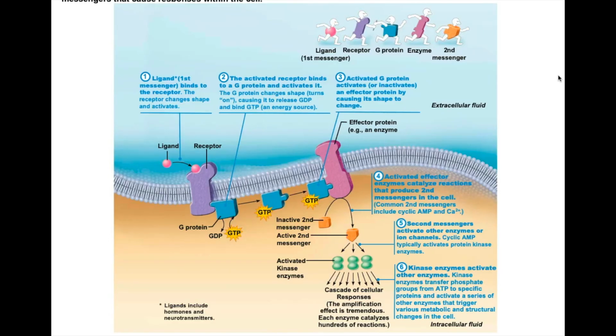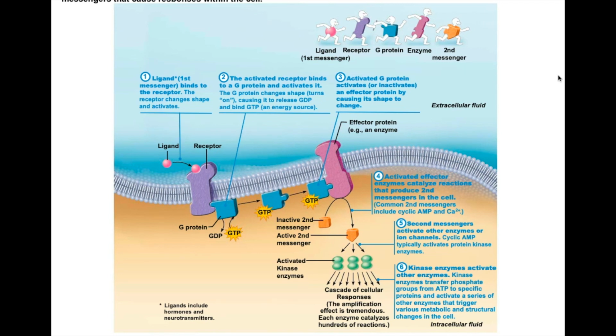Here's an example of what that would look like. Like I said, we have our G proteins on the inside of our membrane, where our receptors are on the external surface. So when you have a ligand that's going to bind to our receptor, the receptor changes shape. The activated receptor binds to the G protein and activates the G protein on the internal side. Then the activated G protein is going to activate or inactivate, depending on the signal, an effector protein by causing it to change shape.